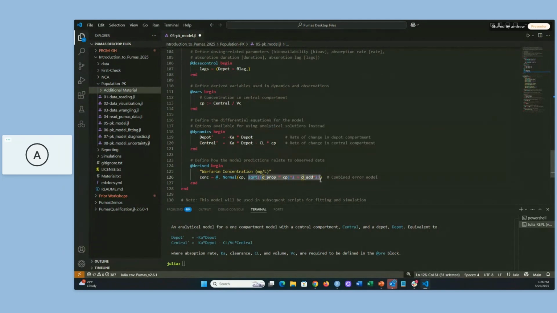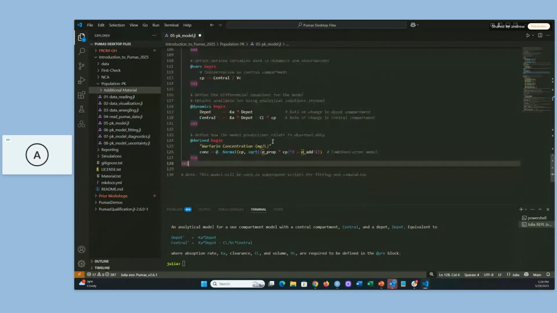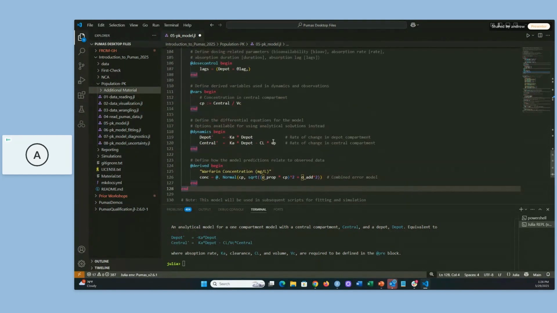And this is a little bit more of a longhand version, but a way to be able to show both a proportional effect and an additive effect, a combination residual error model. So that is our PK model block.